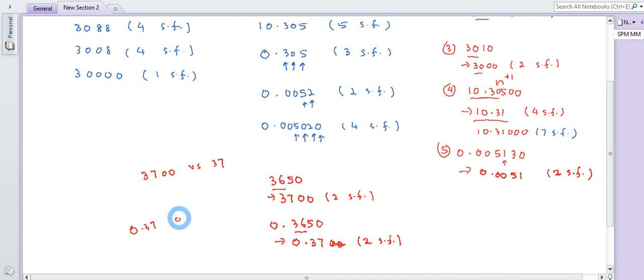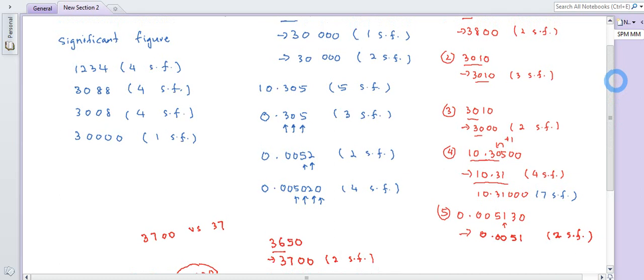0.37 and 0.3700 is actually the same value, just their accuracy is different. This one is more accurate because it goes to 4 significant figures. This one just goes to 2 significant figures. Okay, so now I hope that you are clear about how to round off the answers to the number of significant figures required by the questions.